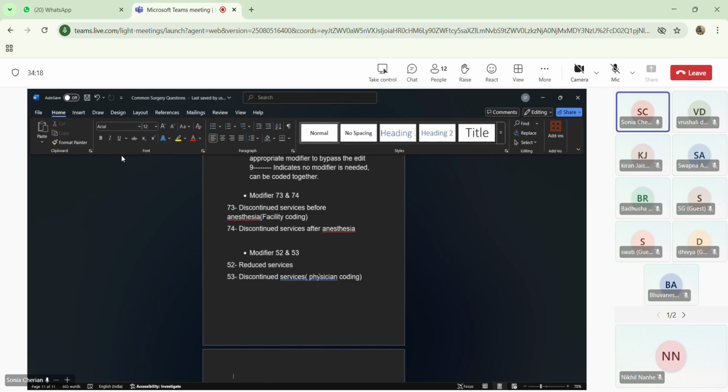The main difference is that the 53 modifier is used in physician coding, for professional coding. When you code for the physician, you will use 53 if the service is discontinued; you cannot use 74 or 73. But if you're coding for a facility, that is a hospital, and a procedure has been discontinued after anesthesia, you can code 74. If it is discontinued before anesthesia, you can code 73. Yes guys, these are the differences they might ask you.